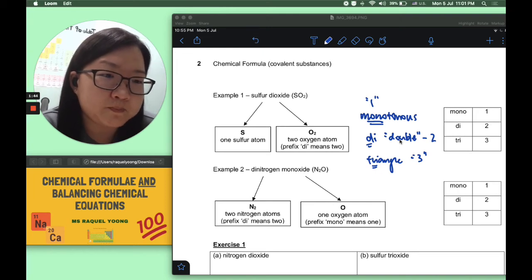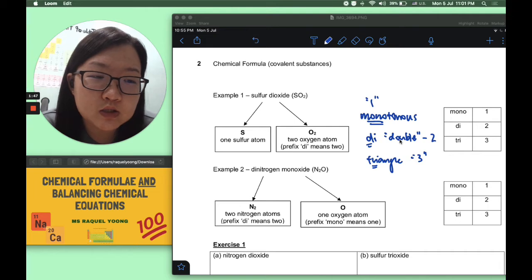Okay, and finally, you can think of the word triangle. So triangles are made out of three sides. So tri means three. Another common word would be polyatomic. Poly means many.